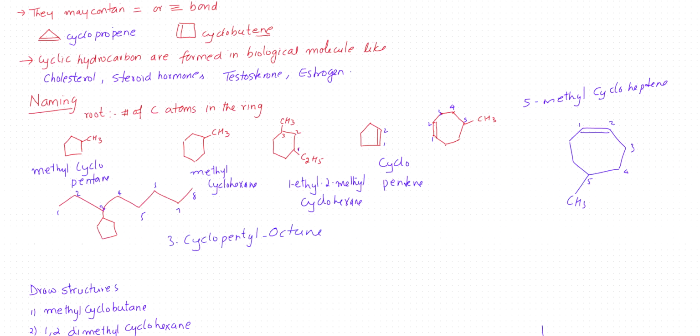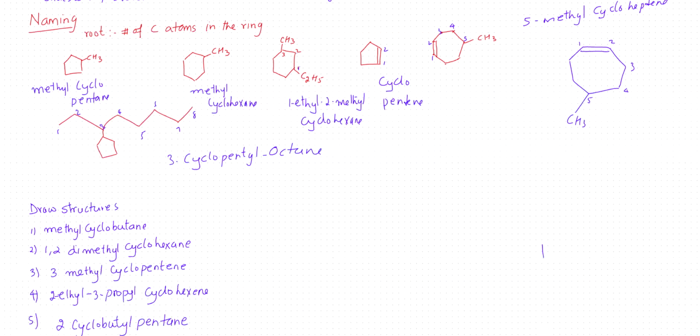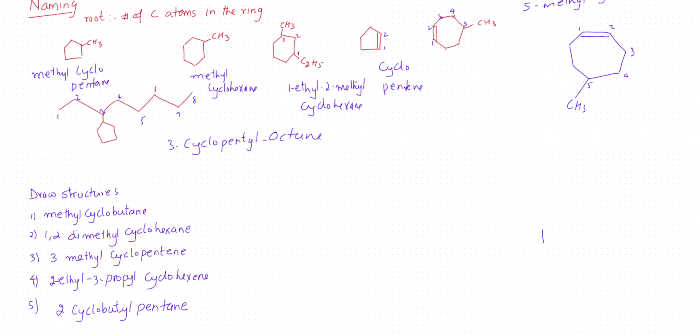Okay. So now the names will be given and you have to draw the structures. How will you write this one? Methyl cyclobutane. So cyclo means in a closed cycle, there are 4 carbons and there is a methyl attached. So we can draw this as cyclobutane with a methyl attached. This is a line structure.